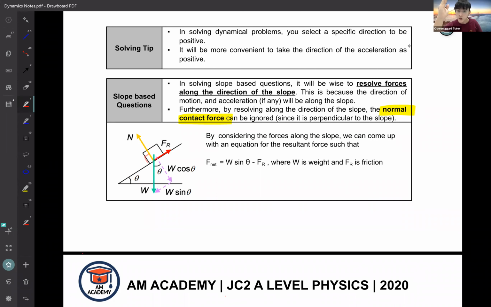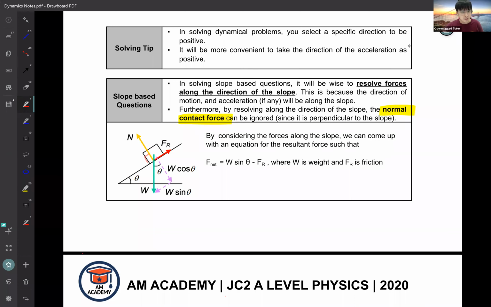So if you resolve along the direction of the slope, you're actually going to completely eliminate it. And so that's why usually you are better off resolving along that direction. Okay, but there's also another intuitive reason as to why you want to resolve along the slope.